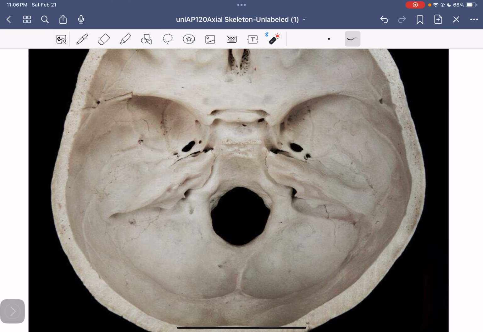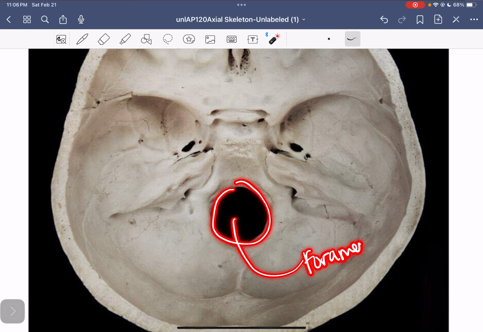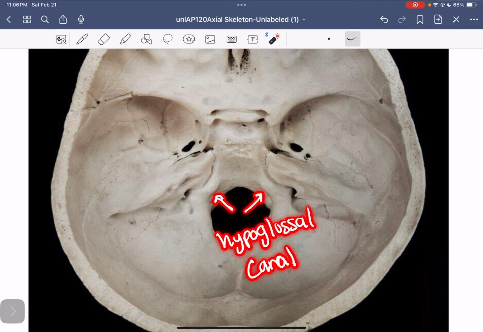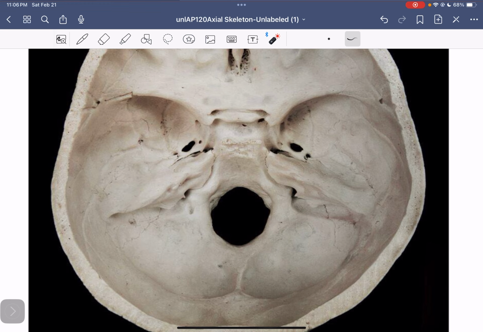You also have this larger opening, which is the foramen magnum. Then we have these tinier little openings right next to it, which are your hypoglossal canals. So hypoglossal canal. And then now we're in the occipital bone region, right? So occipital bone.